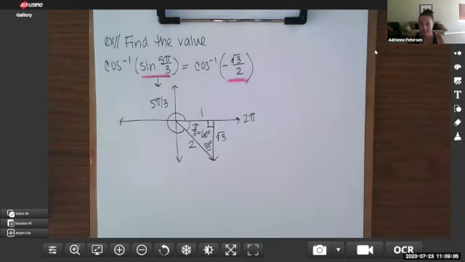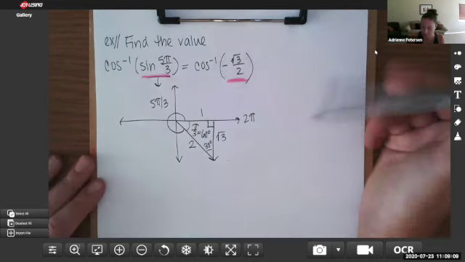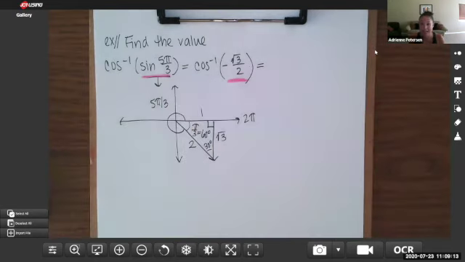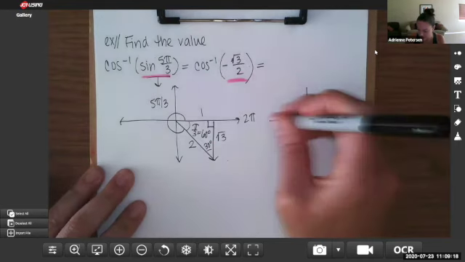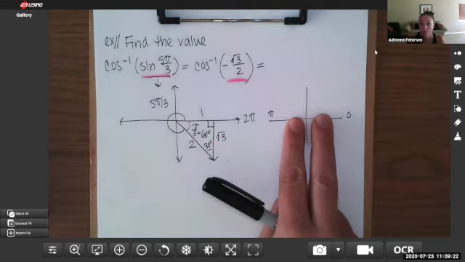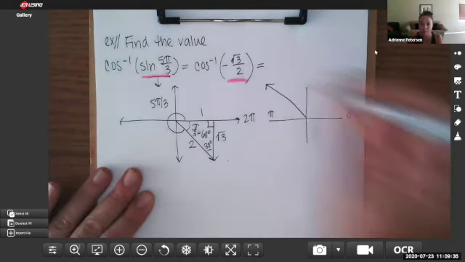Our next step is to evaluate inverse cosine of negative root 3 over 2. Okay, so inverse cosine says find an angle. For inverse cosine, our angle has to be between 0 and pi, so either quadrant 1 or quadrant 2. We need to find the angle whose cosine is negative root 3 over 2. So if cosine is negative, that puts our angle in the second quadrant.